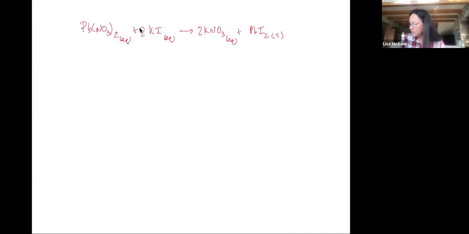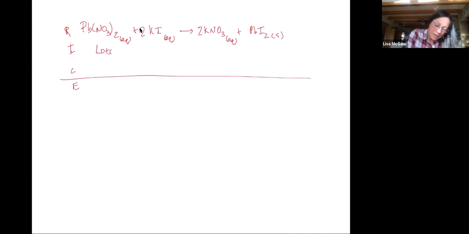So this is what I have to begin with. And what they told me in my reaction is that I had excess lead nitrate. So when I end, I'm still going to have a whole lot of lead nitrate left over. So the potassium iodide, that's an important point right here.